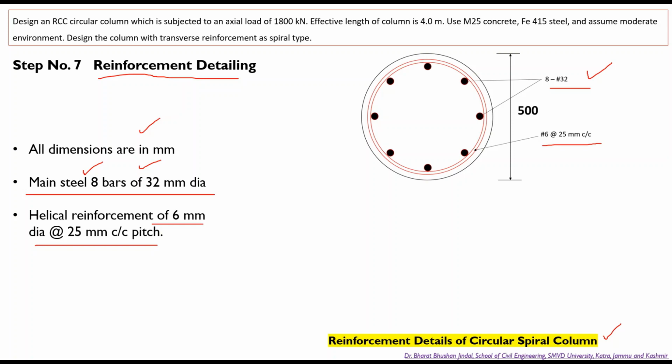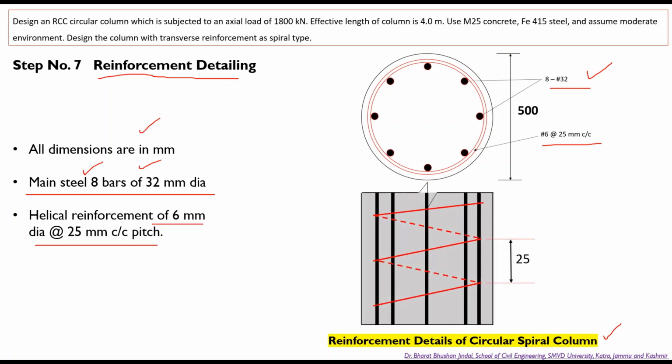Now we can see the longitudinal view also. Here in the longitudinal view, you can very clearly see that the black color bars are the main steel, and this red color spiral or helix you can see easily. So that is a spiral type of transverse reinforcement having pitch distance 25 mm from center to center.